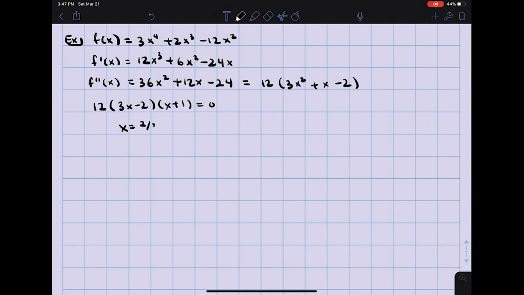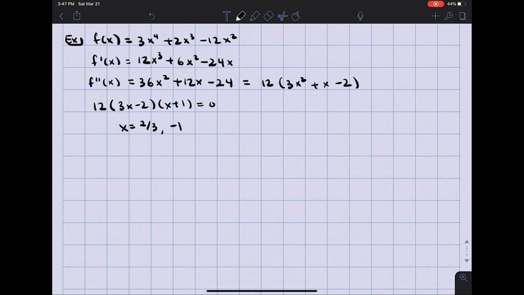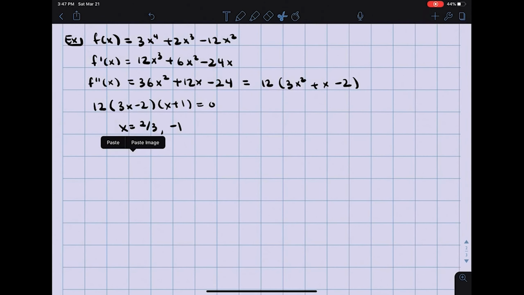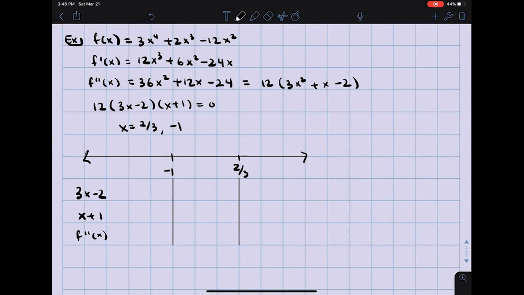So we set the second derivative equal to 0, factor and solve. That gives us 2/3 and negative 1 as candidates to be inflection points. Normally at this point we would check for the second kind of critical point when the second derivative doesn't exist. But since in this case f double prime is a polynomial, we can skip this step entirely. To find on which intervals f is concave up and down, we create the usual chart to try to figure out the sign of f double prime.